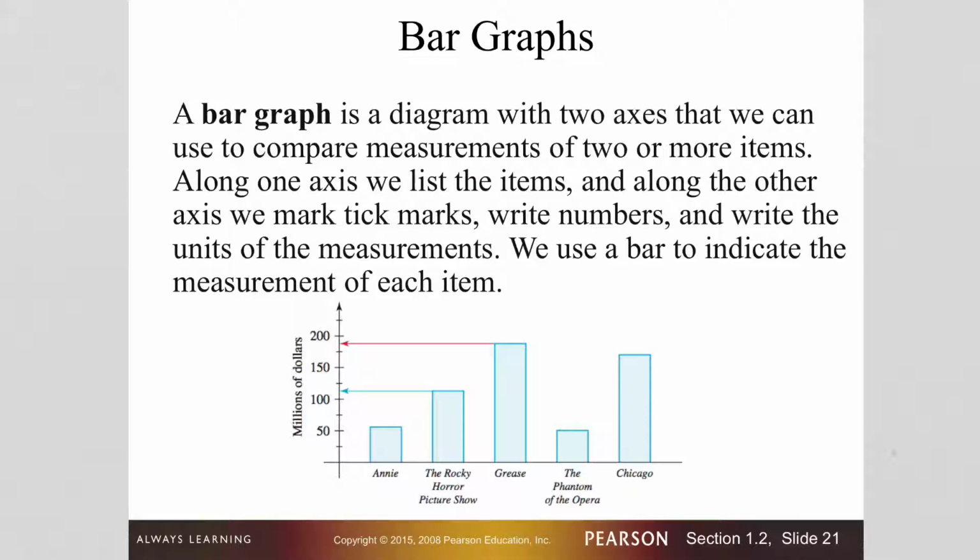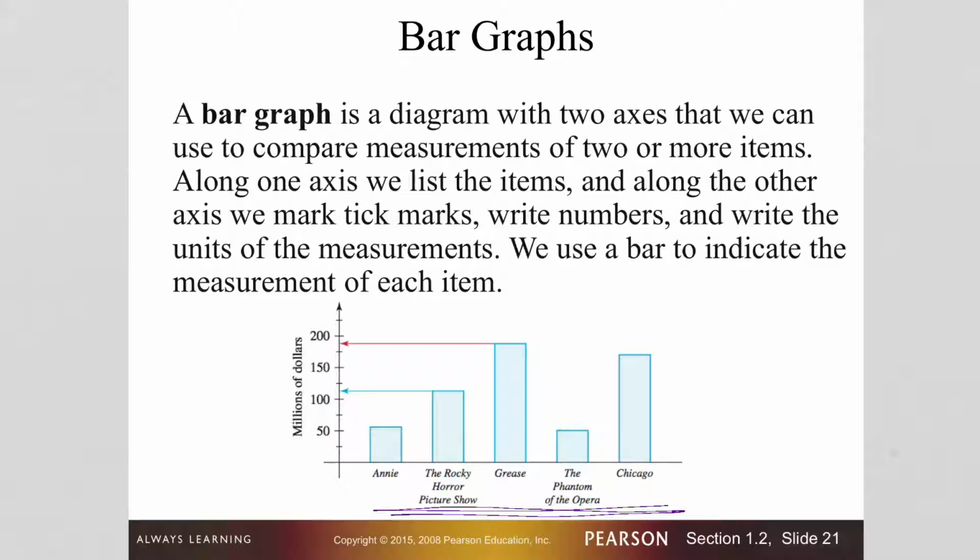Okay, so let's look at bar graphs. Bar graphs are probably some of my favorites because I think they're just so easy to read. A bar graph is a diagram with two axes that we can use to compare measurements of two or more items. Along one axis we list the items, so that's the list right here, down here at the bottom.